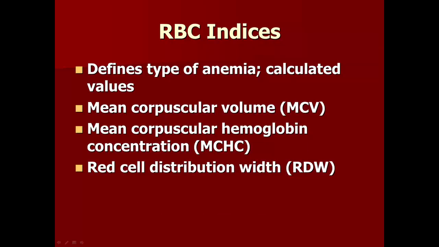So let's talk about those indices that I mentioned earlier. Red blood cell indices are extremely helpful in helping us define the type of anemia that an individual has and are frequently calculated values. The indices that we're going to talk about include the mean corpuscular volume, we're going to use that a lot, the mean corpuscular hemoglobin concentration, and the red cell distribution width. Of the three, the one that we'll use the most is the MCV.